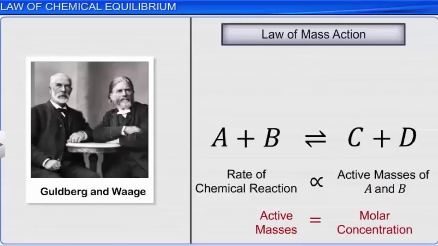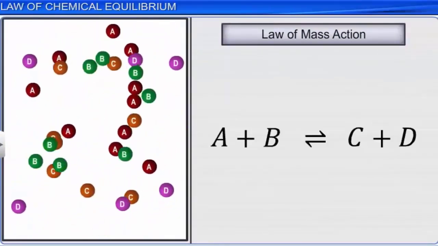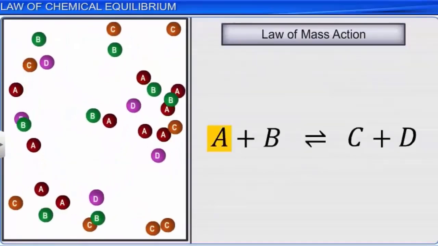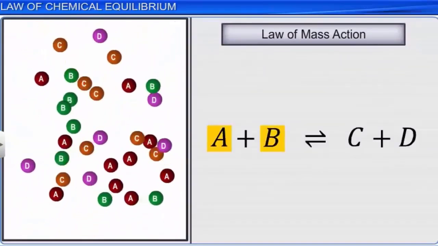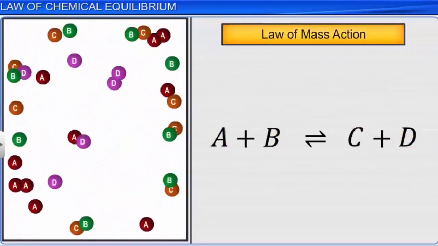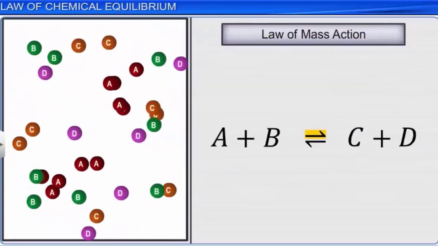In the early days of chemistry, concentration was called active mass. Hence, this law is known as the law of mass action. Let's see how it applies to the equilibrium state of a reversible reaction occurring in a homogeneous system at a given temperature. Let 1 mole of A react with 1 mole of B to produce 1 mole each of C and D. According to the law of mass action, the rate of forward reaction will be proportional to the molar concentration of the reactants A and B.